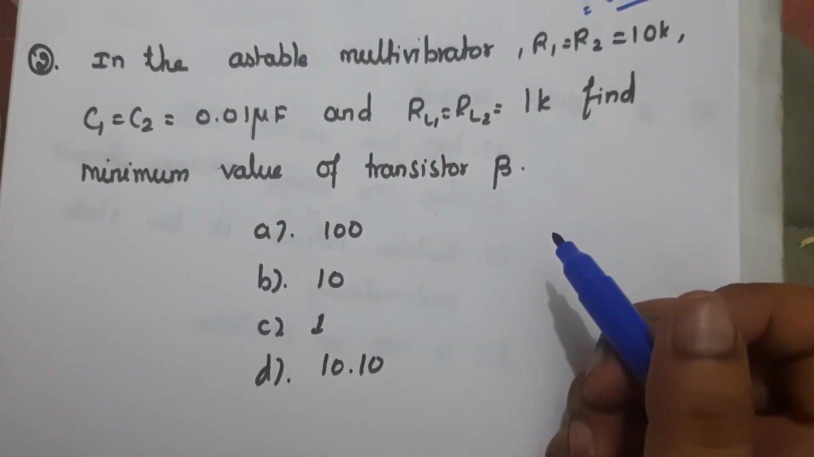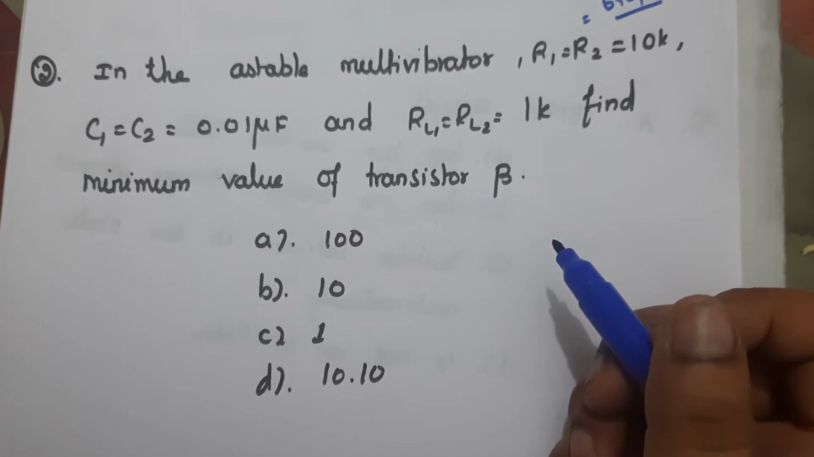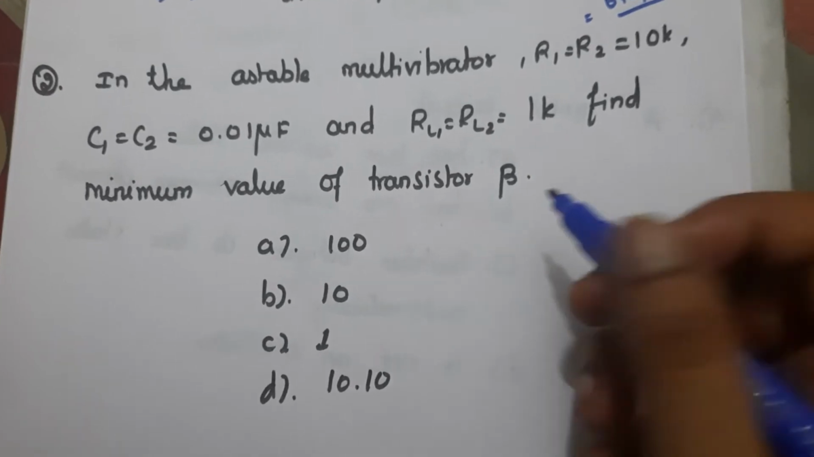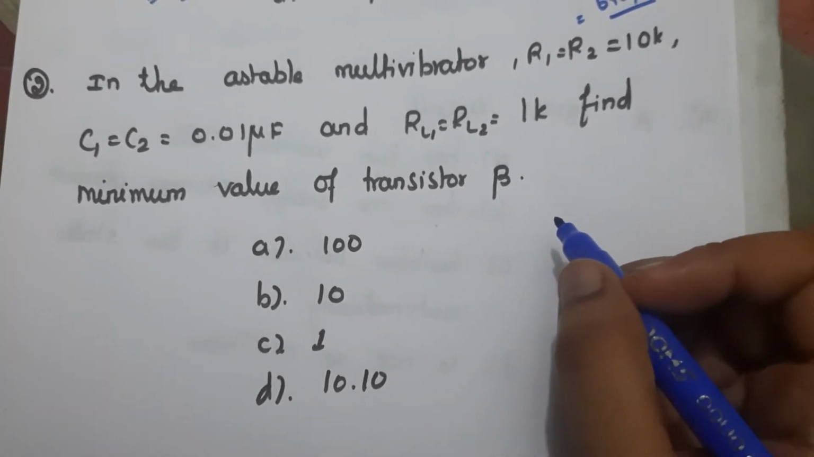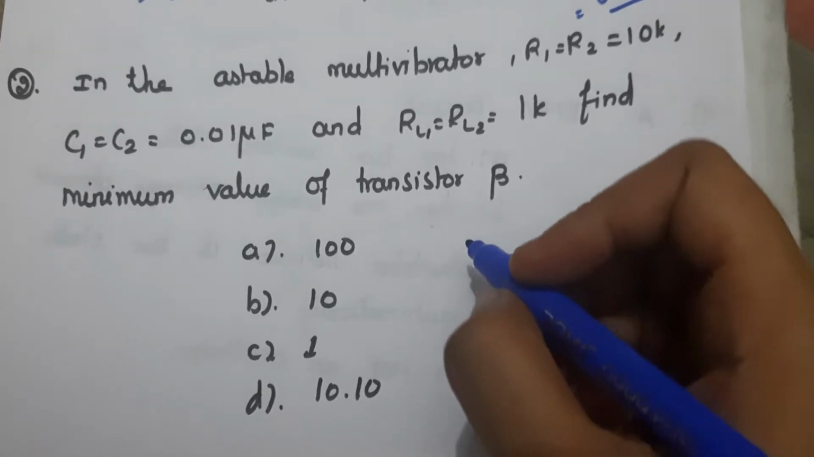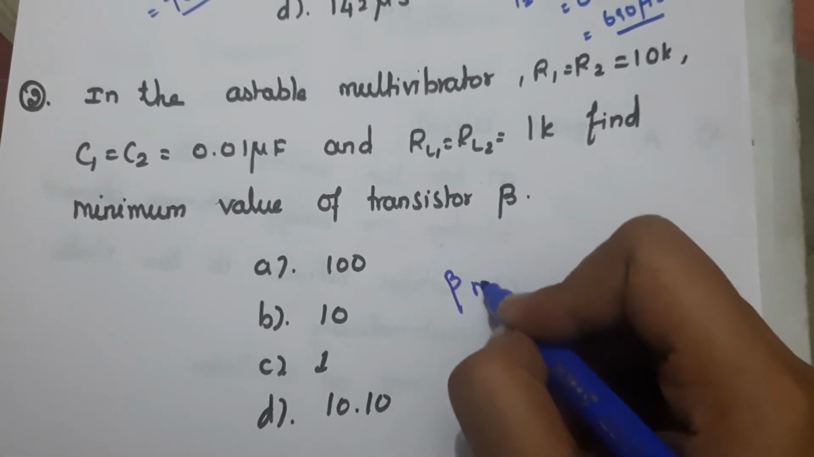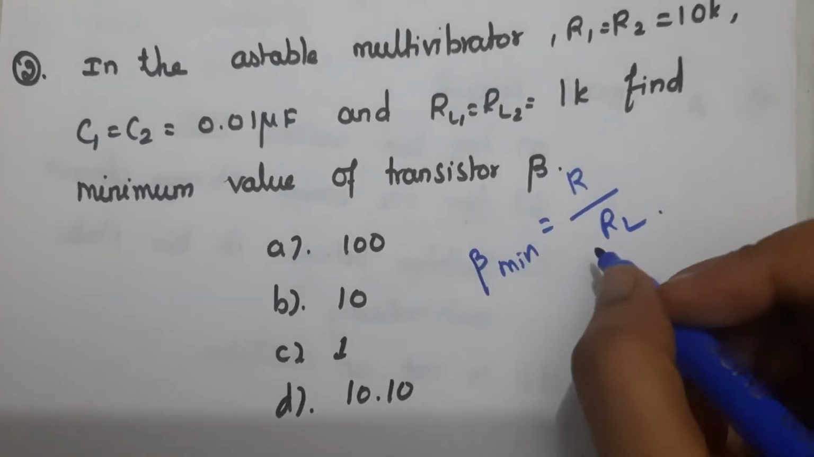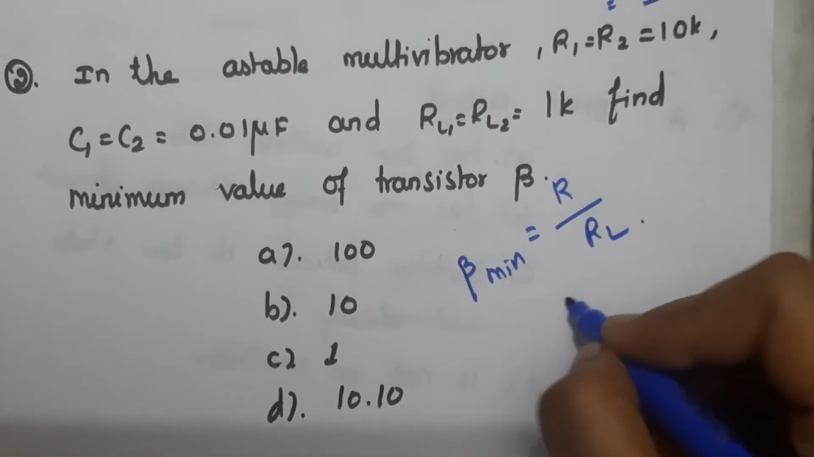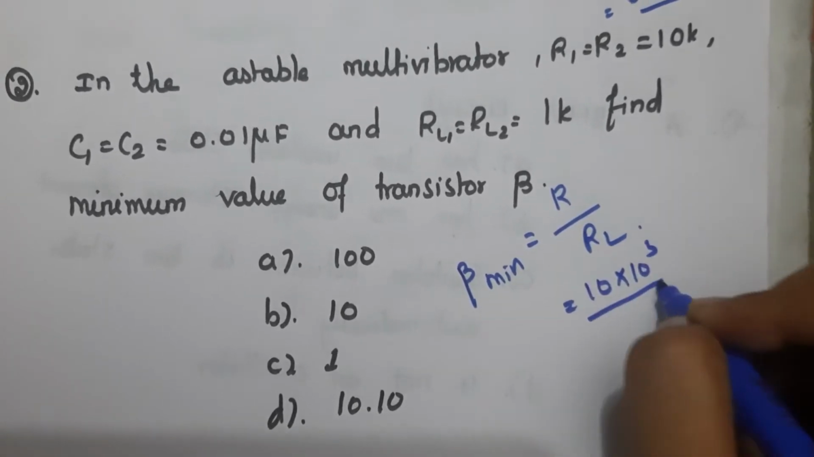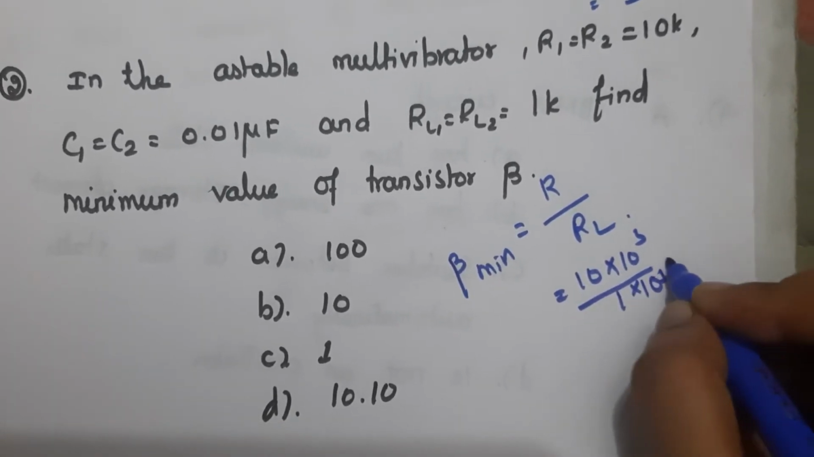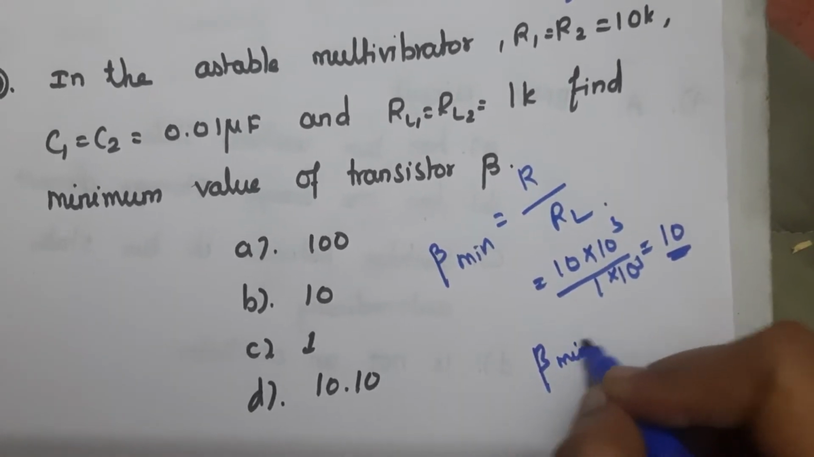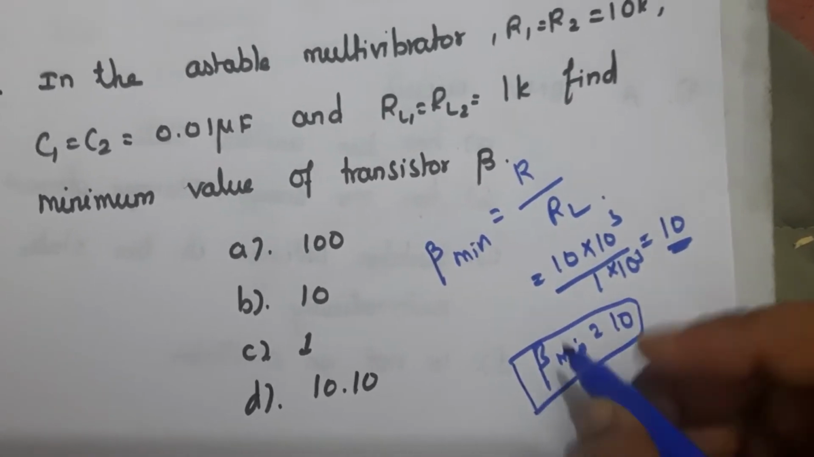Second question, in the astable multivibrator R1 is equal to R2 is equal to 10K, C1 is equal to C2 is equal to 0.01 microfarad and RL1 is equal to RL2 is equal to 1K. Find the minimum value of transistor beta. For finding the minimum value of beta, the formula is R divided by RL. Here R value is 10 into 10 to the power 3 and RL value is 1K. So the minimum beta value of this transistor is 10. So here the answer is B.